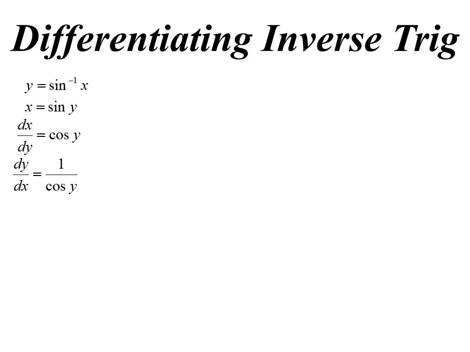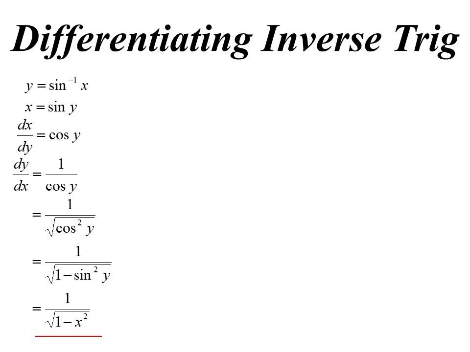How can I? Well, I can rewrite the cosine of y, and through a few steps I get there. Cosine y is the square root of cos squared. Cos squared I know is 1 minus sine squared, and we said sine y was x. I get my answer: 1 on the square root of 1 minus x squared becomes the derivative.